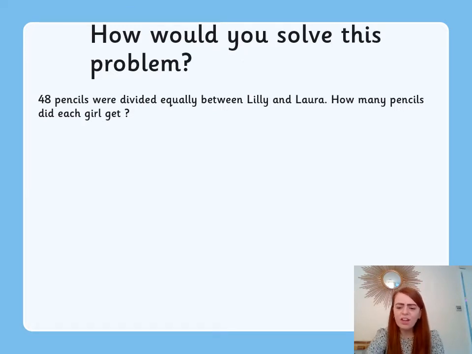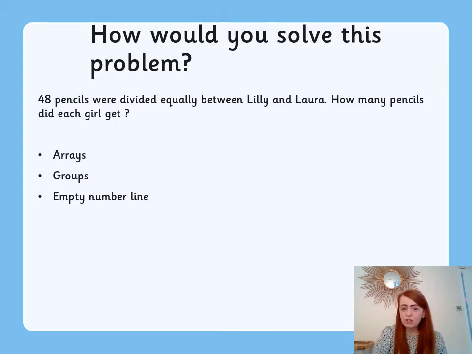Right, so let's have a look at this word problem on the screen. And we're wondering, well, how could we actually solve this word problem? It's telling us that there were 48 pencils that were divided equally between Lily and Alora. How many pencils did each girl get? So think for a second to yourself, how would you solve this problem? What strategy would you use?